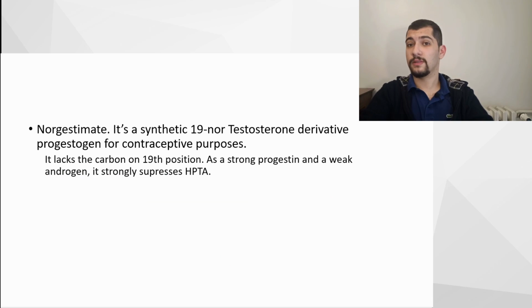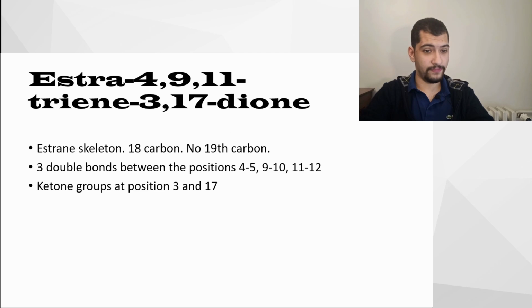So the molecule we get, no guesstimate, is actually a 19-nortestosterone derivative used for contraceptive purposes. It lacks the 19th position, as you can see. So it's a strong progestin and a weak androgen, and it strongly suppresses the HPTA. That's what birth control oral contraceptives do. They suppress the HPTA.